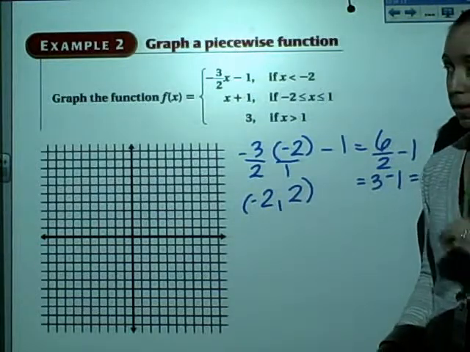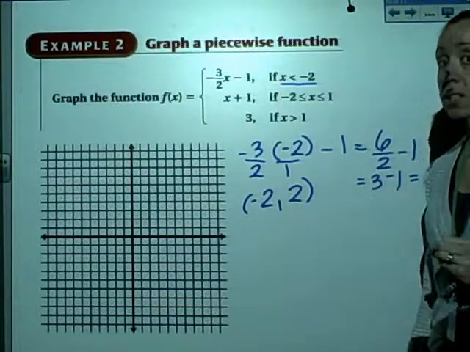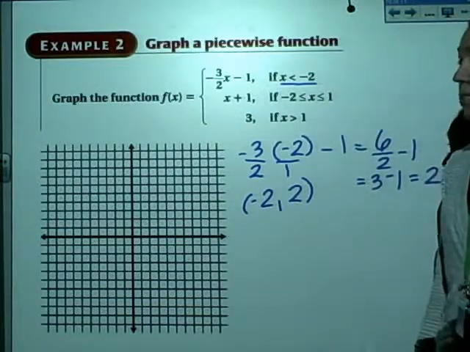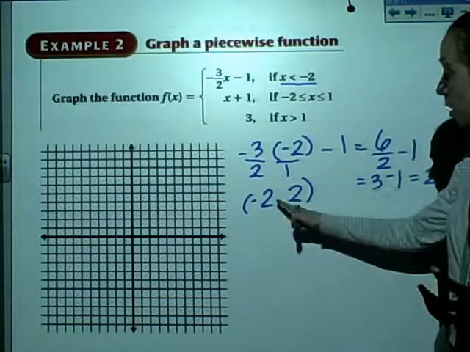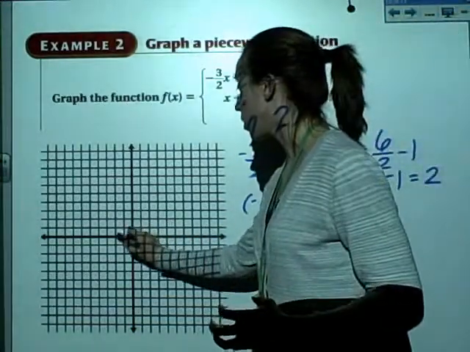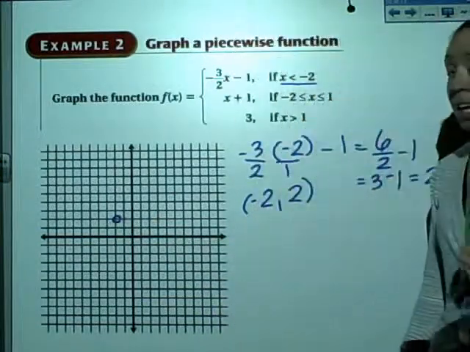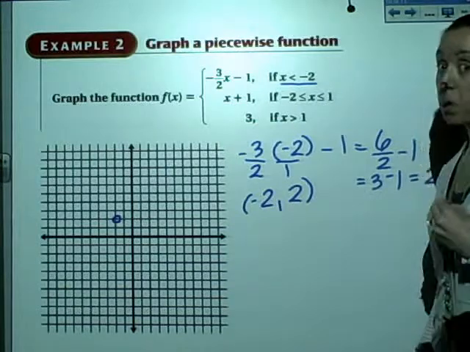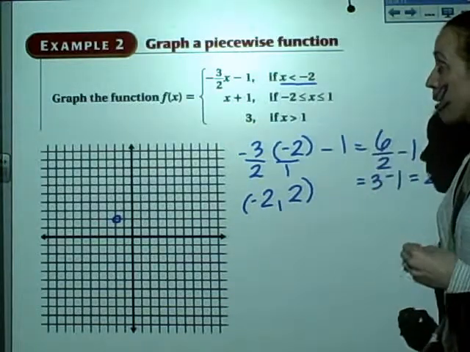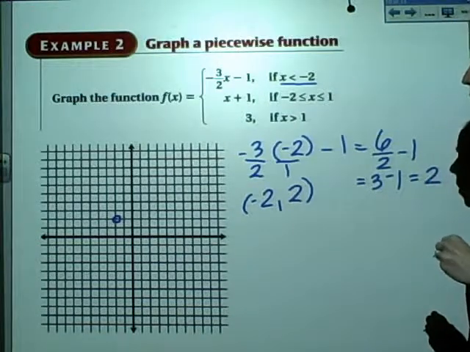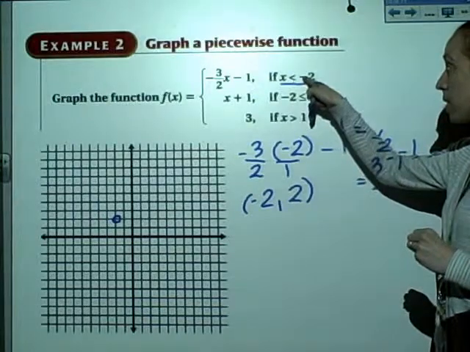However, I have to be very careful here. This domain is very specific. It tells me x has to be less than negative 2. So x cannot be negative 2. So I'm going to go to negative 2, 2, and I'm going to put an open dot because I cannot use that value or that point as a solution for this equation. Okay, then what I'm going to do is pick a different value. It says my domain x has to be less than negative 2.